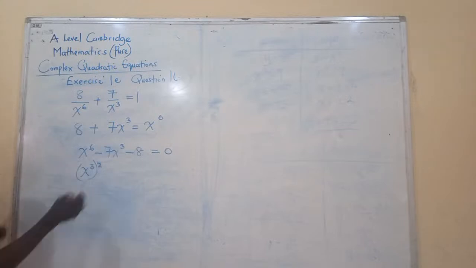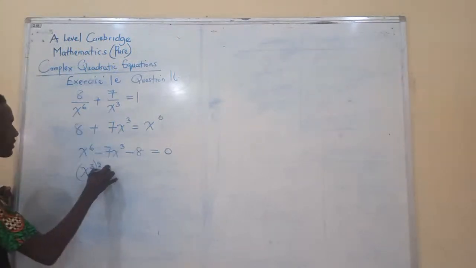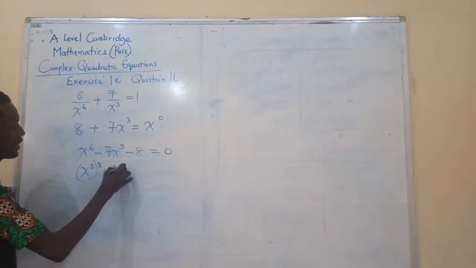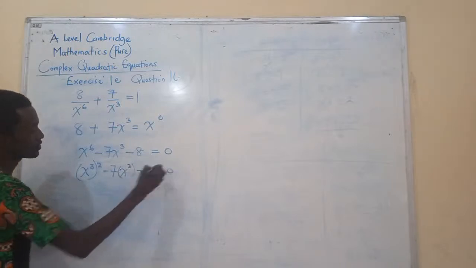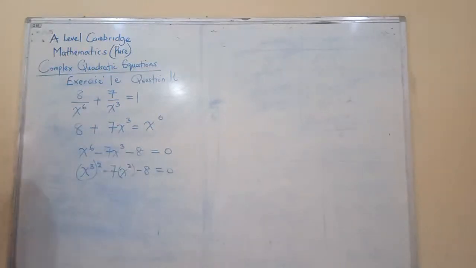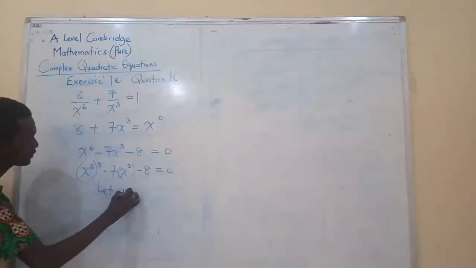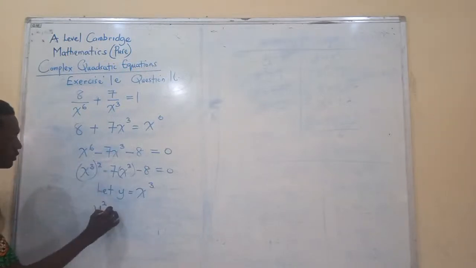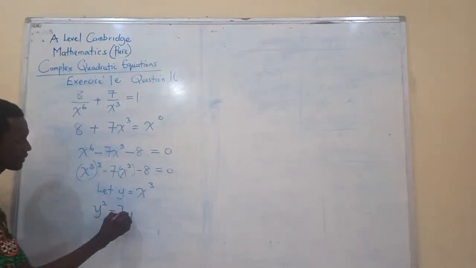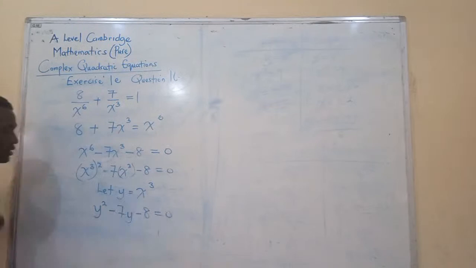Let's see if that will work for us: minus 7 x to the power of 3 minus 8 equal to 0. One of the things we do in math is to open up our thinking. So let y be equal to x to the power of 3. Wonderfully enough, it works. So y to the power of 2 minus 7y minus 8 will be equal to 0. From here we can finish up.